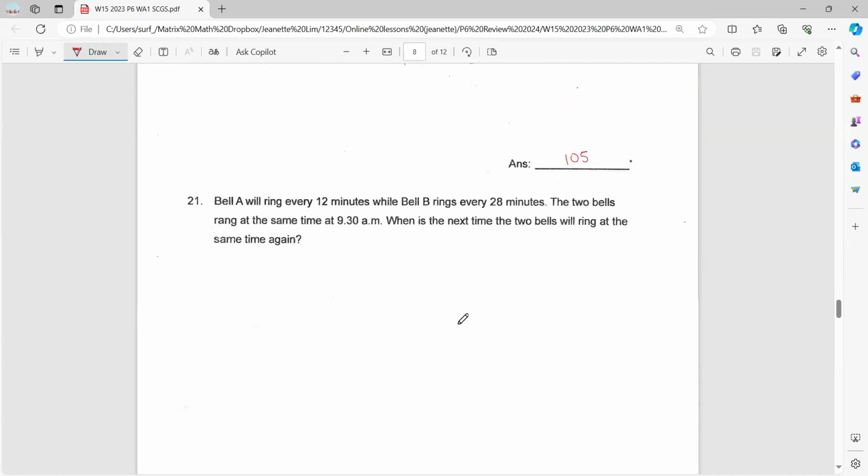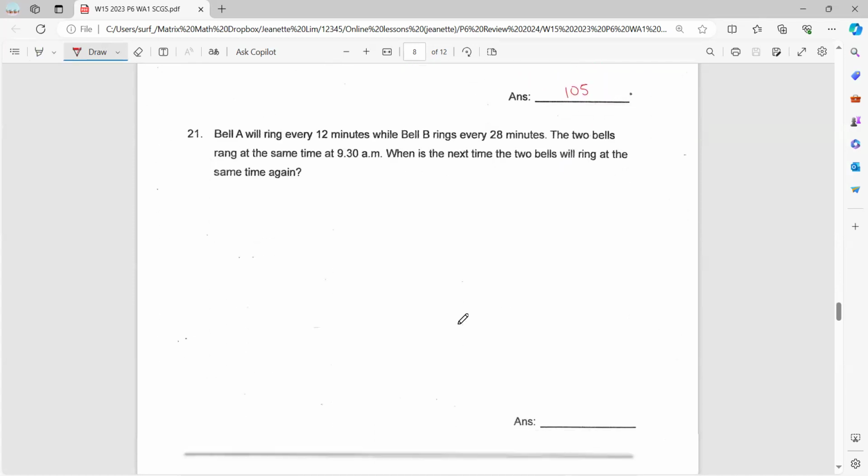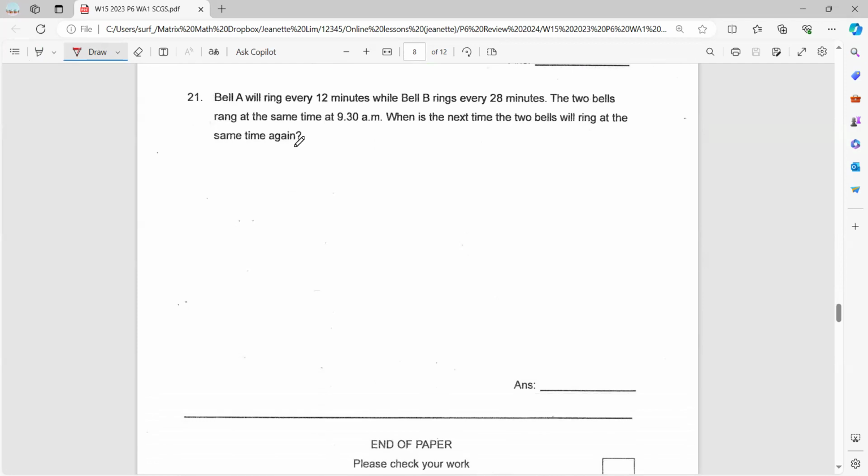Question 21, last question. Bell A will ring every 12 minutes. Bell B will ring every 28 minutes. The two bells rang at the same time at 9:30 a.m. When is the next time the two bells will ring at the same time again? For the two bells to ring at the same time, the time taken must be the same, right? So let's find out what the common multiple is.